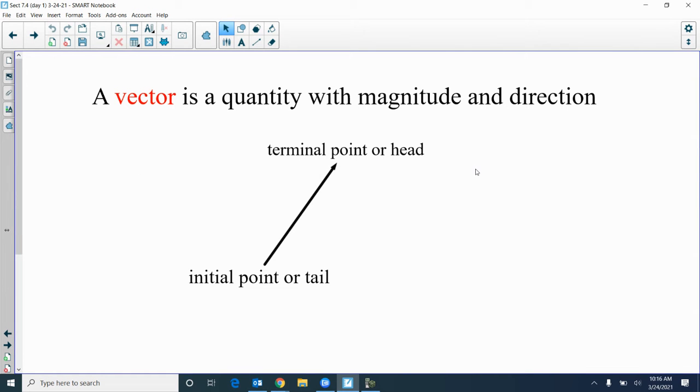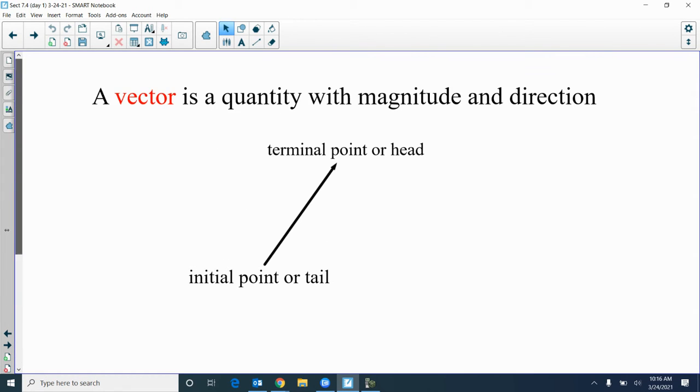Daggone it. All right, well, back to vectors. A quantity with magnitude and direction. Talk about the initial point, and then you talk about the terminal point. You have to have an arrow on it. It indicates movement or force, and the length of it is important as well. So, like I said, the initial point, which we can refer to as the tail, and the terminal point, which is the head.